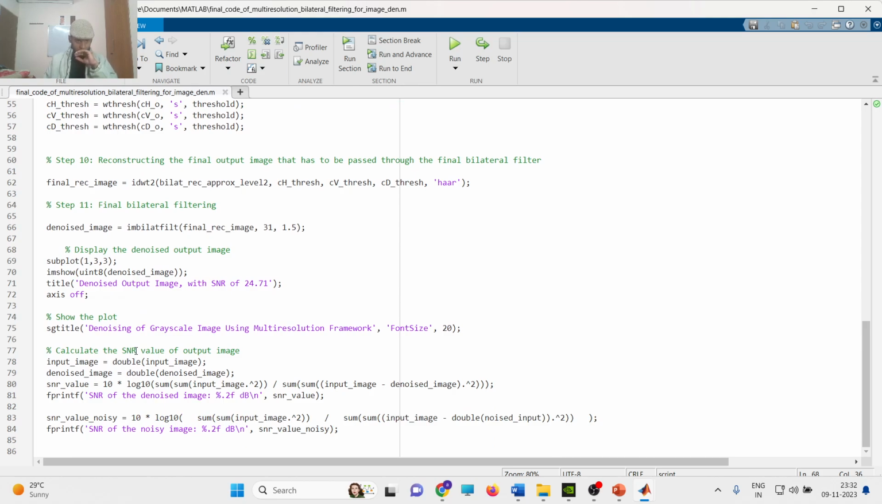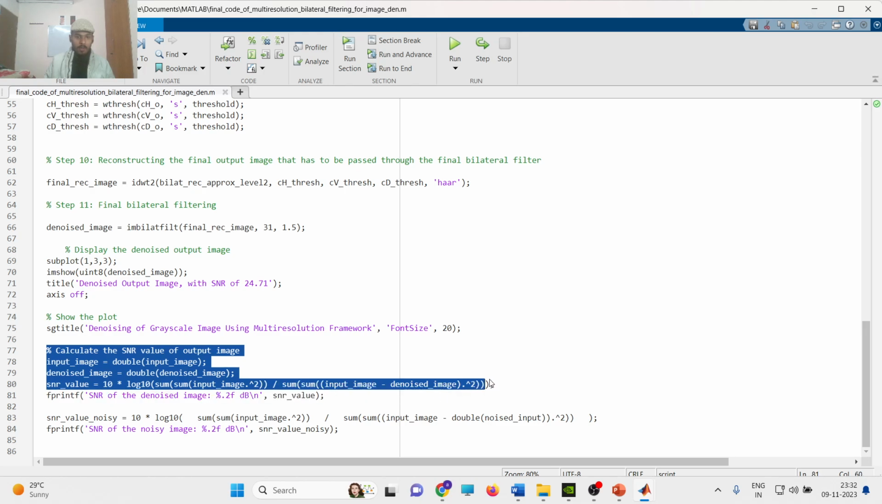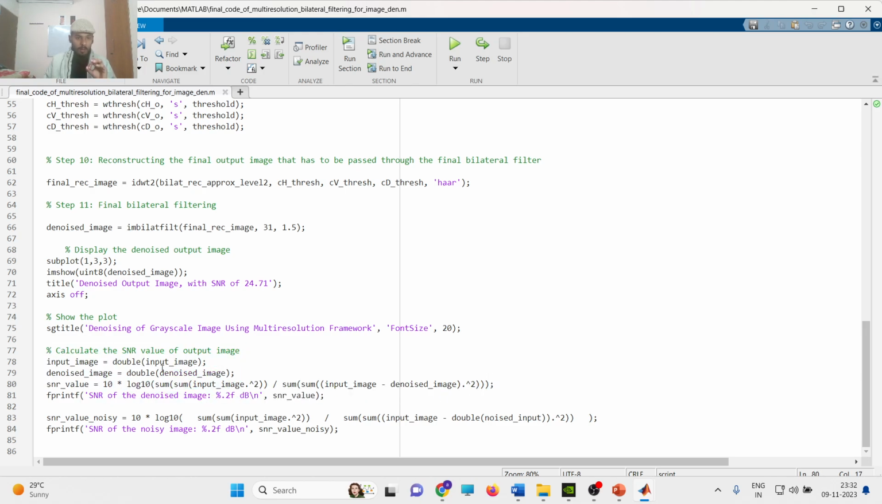Now, here we are calculating the SNR values. These three lines calculate the SNR value of the denoised image, whatever I've got after the filtering. Here is how it works: this is the numerator, which is the input image power, and this is the denominator, which is the noise image power. The numerator upon the denominator, this fraction goes inside the log base 10, and this gives me the SNR value in dB of the denoised image.